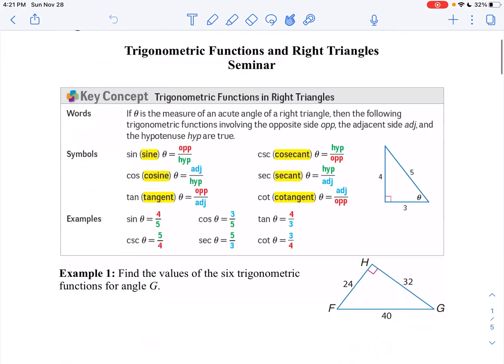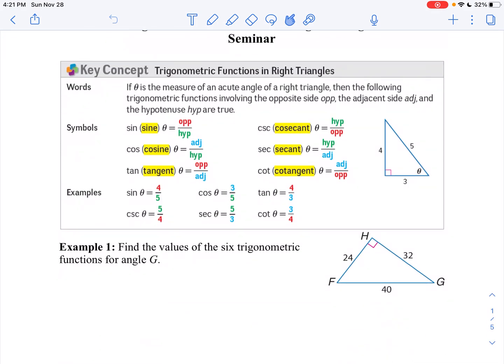So let's take a look at example 1. I want to take a look at angle G, and I want to find the 6 values of the 6 trig functions for G. So I'm going to start here with the sine of G.